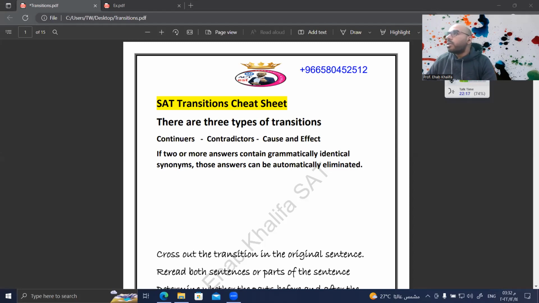The transitions, we have transitional words, transitional expressions, transitional phrases. Anyway, we have three types of transitions. Three types: continuous, contradictors, cause and effect words. So, continuous, contradictors, cause and effect words.